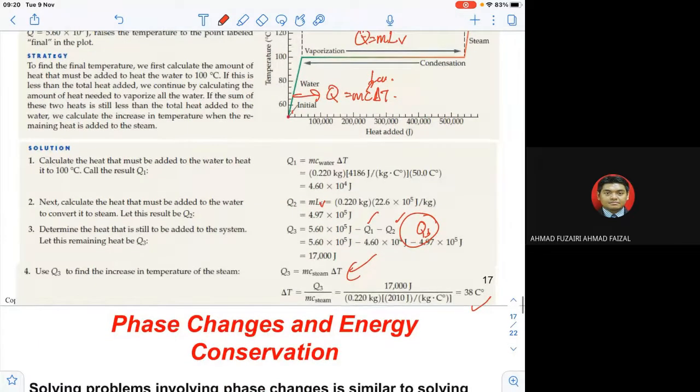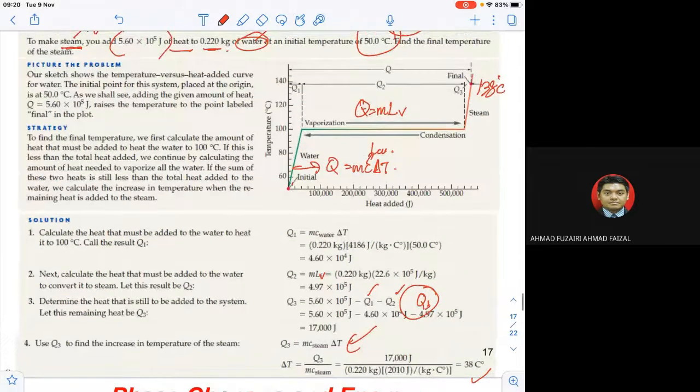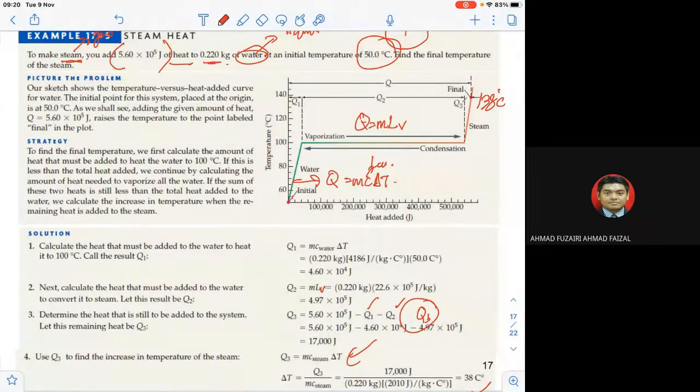So that's why it's very important to understand the concepts of Q equals to MC delta theta and Q equals to ML. You should use Q equals to ML during the phase change. What is the phase change? It is the heat required to change from one phase to another phase without changing the temperature. That is the key point. Without changing any temperature, we can have the phase change.